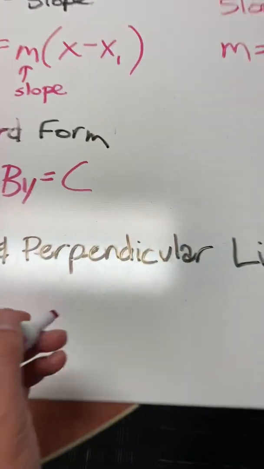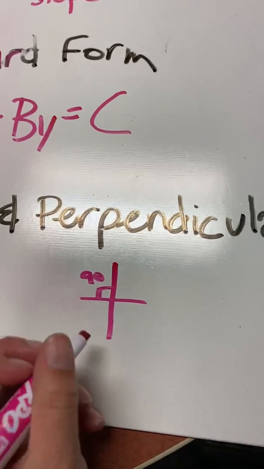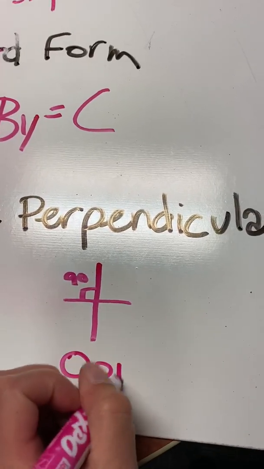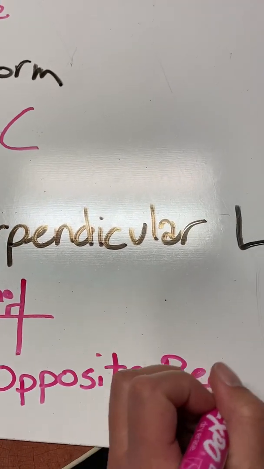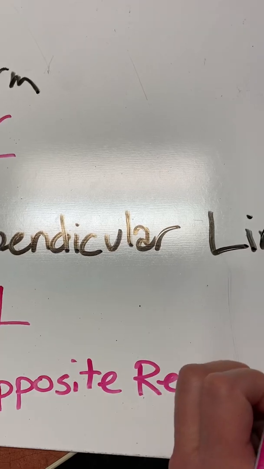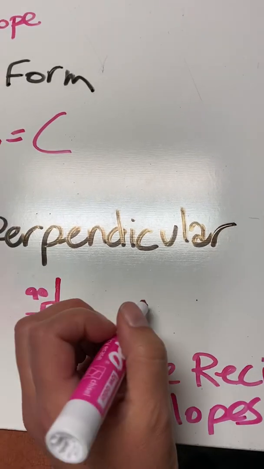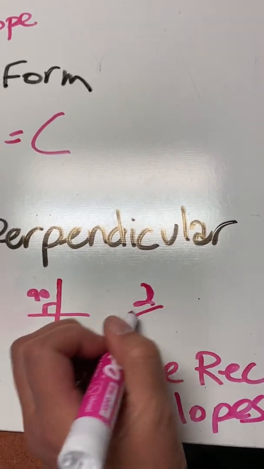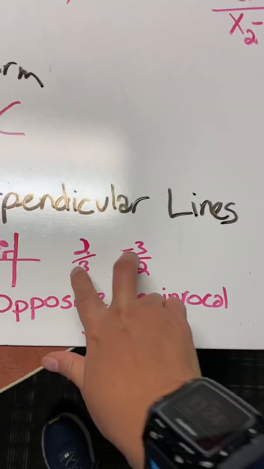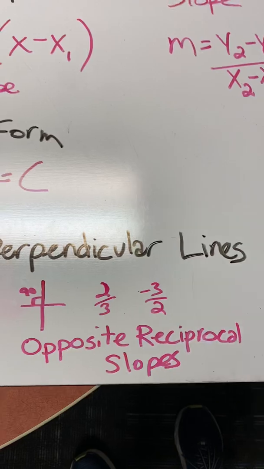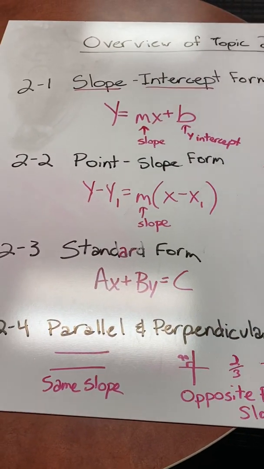Perpendicular lines are lines that intersect and create 90-degree angles, okay, and those are going to have opposite reciprocal slopes. So for example, 2/3, the other one would be -3/2, right? So it was opposite, you had positive and negative, and it's the reciprocal, your fraction is flipping over. This is just going to be an overview, and then we will go through each lesson.